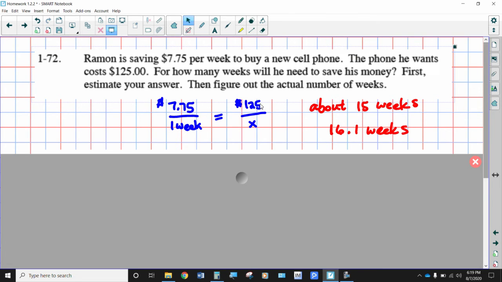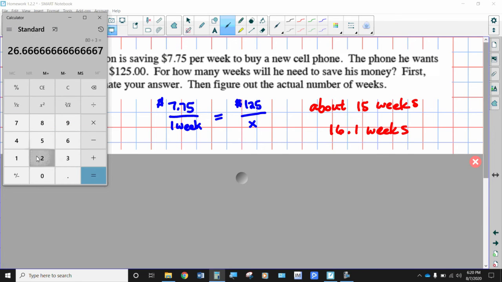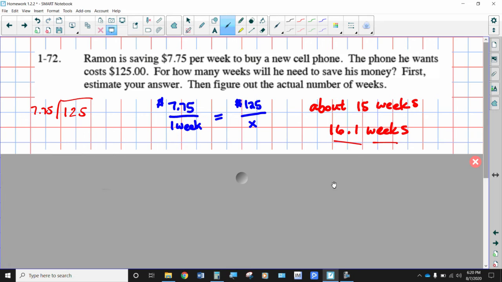And if we want to solve this problem, we can just take 125 and divide it by $7.75. And I'm absolutely okay with you using your calculator for this. Divided by 7.75, and you get a little bit more than 16.1. So that's about 16.12, or 16.13 weeks. But definitely between the 16th and 17th week, that's when you would have enough money.